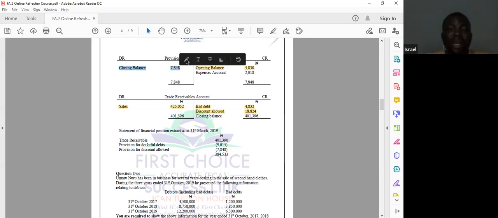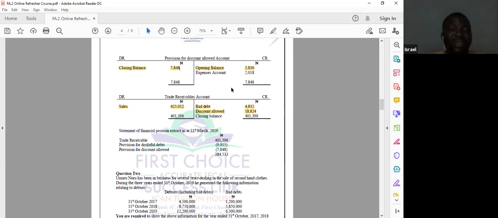It means that is the balance that will be used at the end of the year, and that is what we call our closing balance. We will now compare our closing balance against our opening balance to know the amount to expense or the amount to gain back under the provision. Now, if you look, the opening balance is 5,830. The closing balance is 7,848. It means that there's an increase in our provision.